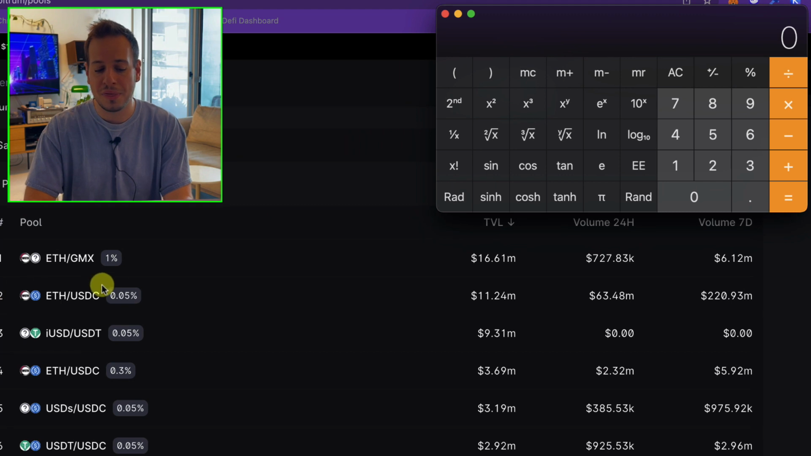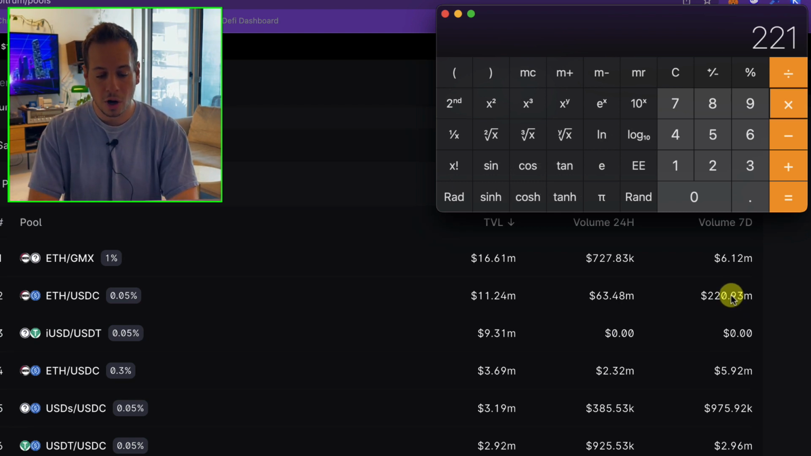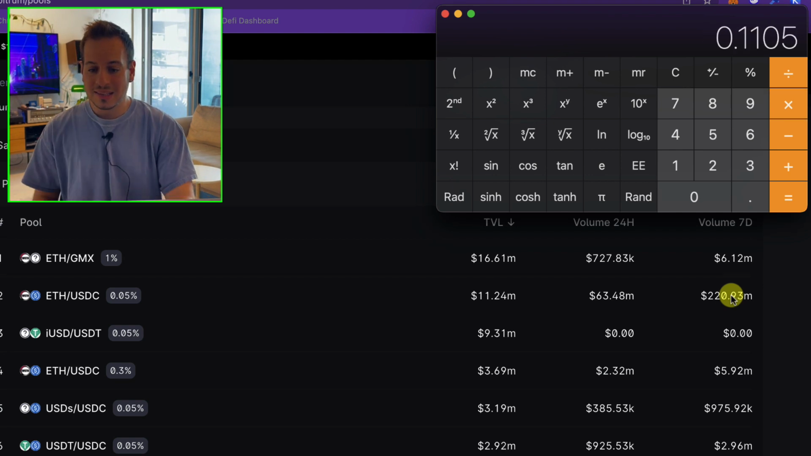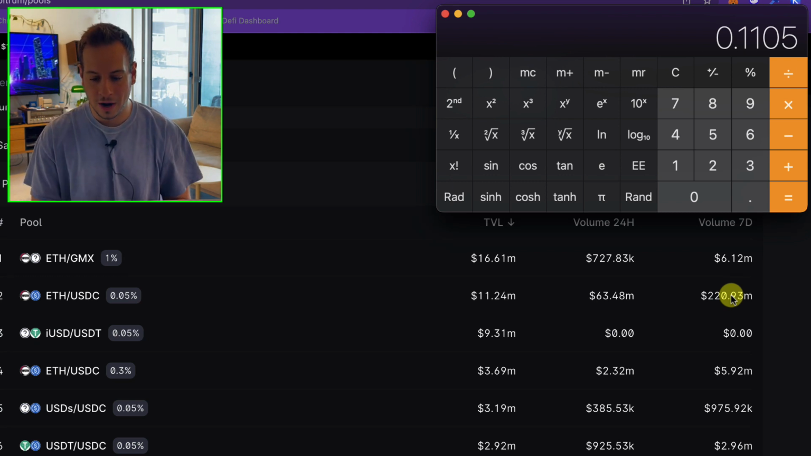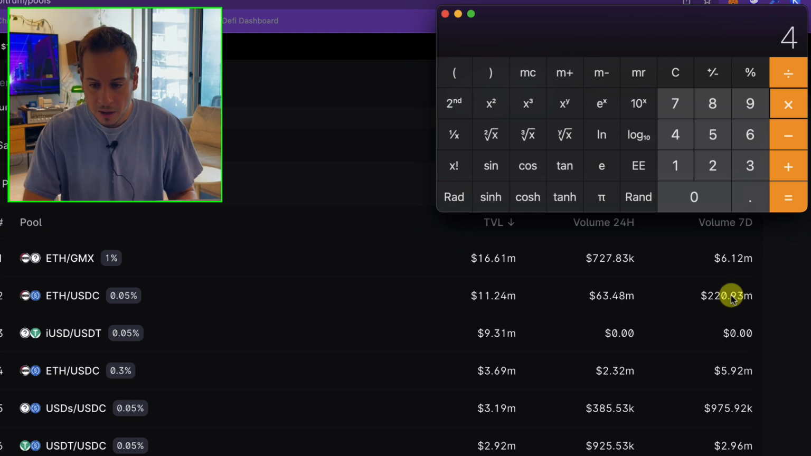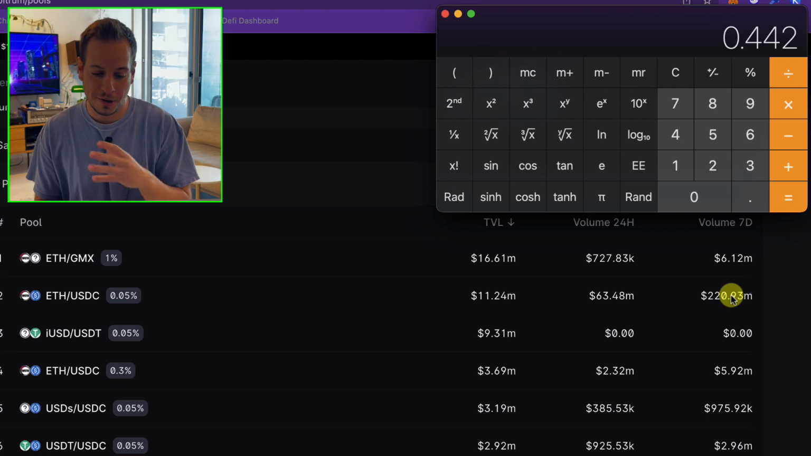So taking the ETH USDC example, we have 221 million volume for 7 days over here. We're gonna multiply it by 0.05%, so it's gonna be 0.0005. This is the accumulated fees for 1 week, 0.1 million. Now we want to convert it to 1 month, so you multiply it by 4. So we have roughly $500,000 in fees per month.